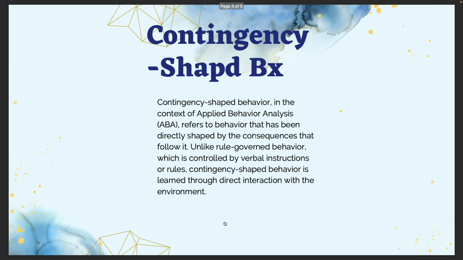Whereas contingency-shaped behavior would be when a student raises their hand, they get praise or a token, part of their token system. Now we're talking about contingency-shaped because their behavior either will increase or decrease based off of the consequence. And in this case, we have that praise that directly is associated with them raising their hand. So it's part of their environment and happening right in that moment.